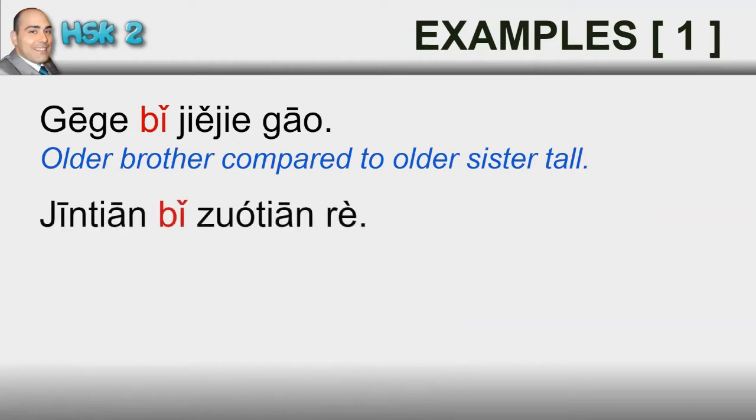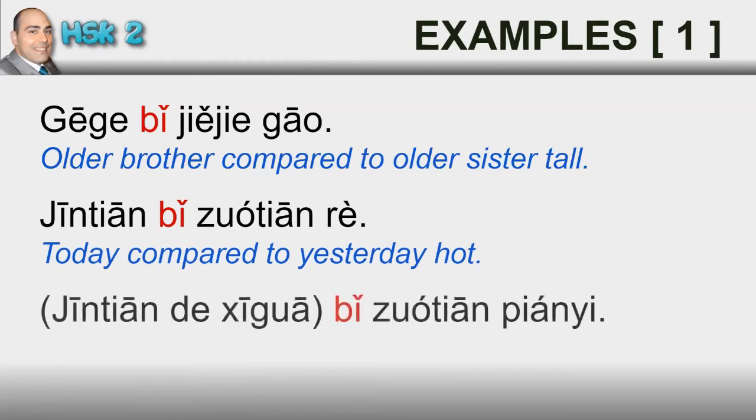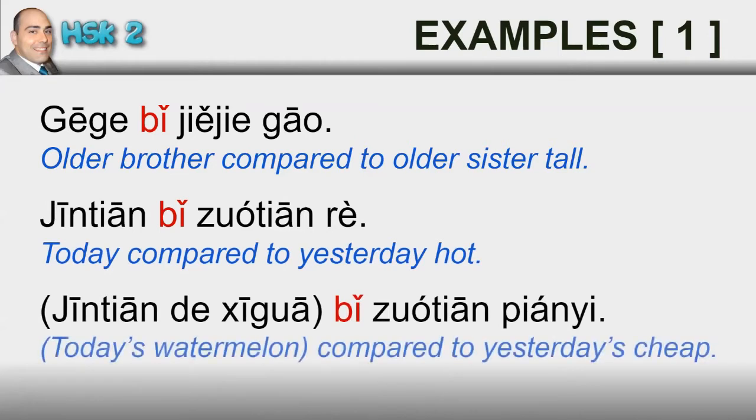今天比昨天热. Today, compared to yesterday, hot. The meaning is today is hotter than yesterday. 今天的西瓜比昨天便宜. Today's watermelon compared to yesterday's cheap. So the watermelon today is cheaper than yesterday.